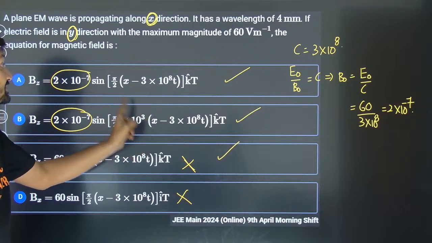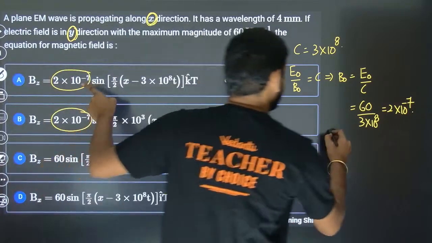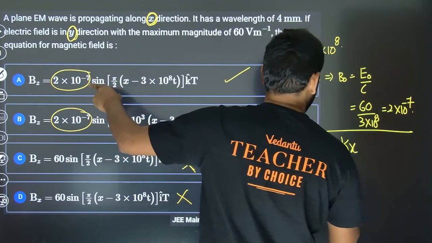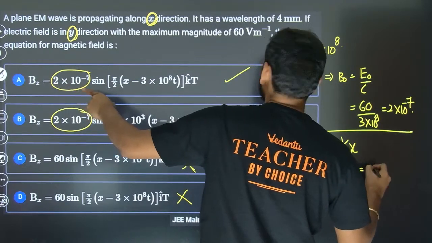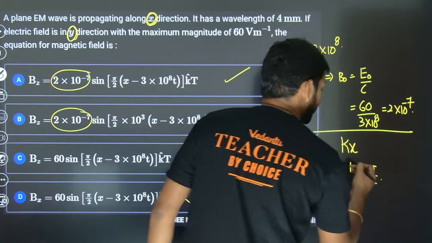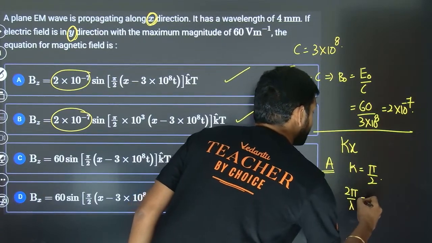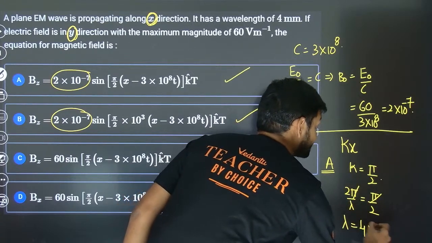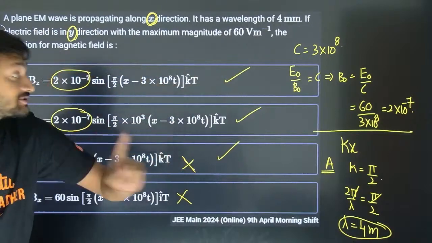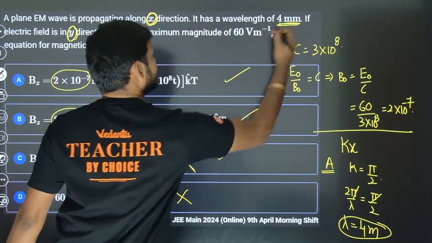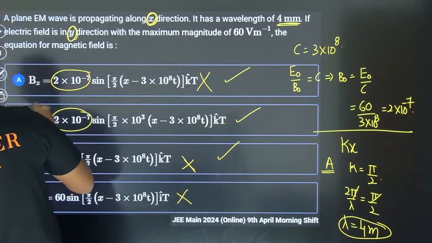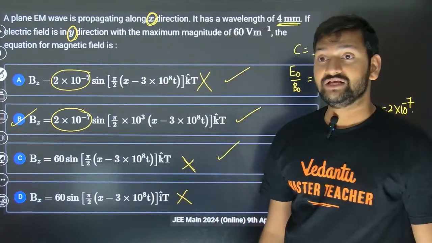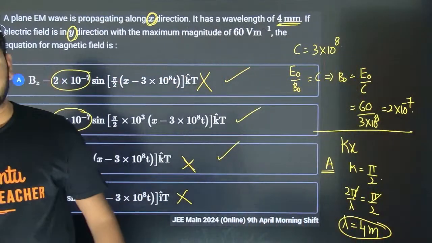So you multiply this inside, then what is the K value? See, actually we say Kx, right? So if you look at the first option, for option A, the K value is how much? Pi by 2. And K is what? 2 pi by lambda is pi by 2. Pi gets cancelled out. Lambda is what? 4 meters. Not millimeters, 4 meters. But they gave the wavelength as 4 millimeters. That means option A is also wrong. Then which option is correct? Option B is correct. Okay, fine.